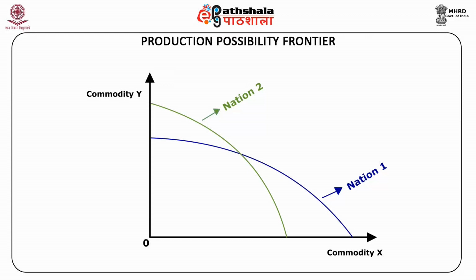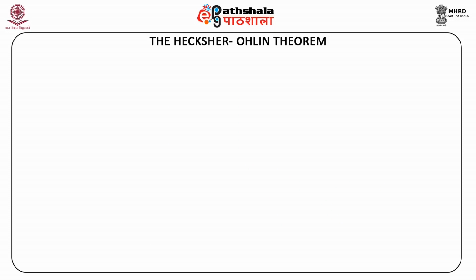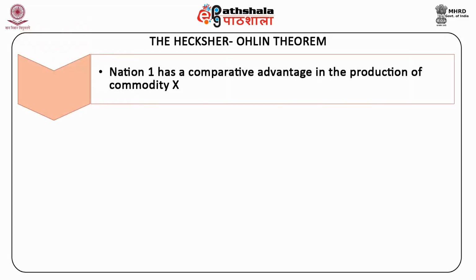It can be seen from the diagram that the PPF of nation 2 is relatively flatter and wider than in nation 1. The different shapes of the production possibility frontiers are due to the fact that the two countries have different amounts of the two factors of production. The PPF is biased towards the factor in which they have the abundance. From the discussions above, we know nation 1 has a comparative advantage in the production of commodity X, the commodity which requires the intensive use of its abundant factor.